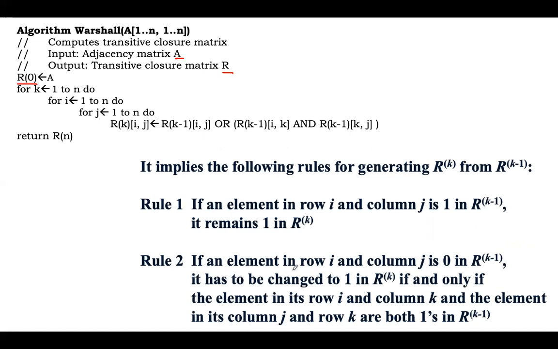Second rule: if an element in row i and column j is 0 in Rk minus 1, it has to be changed to 1 in Rk. That is how it will change from 0 to 1, if and only if the element in its row i and column k, and the element in its column j and row k, are both ones.